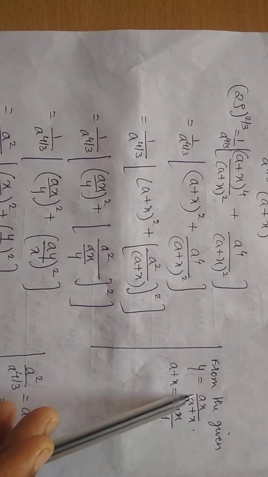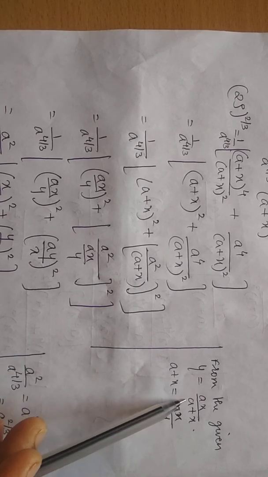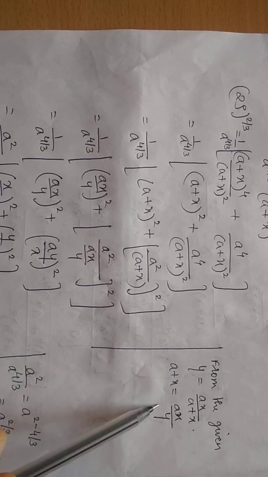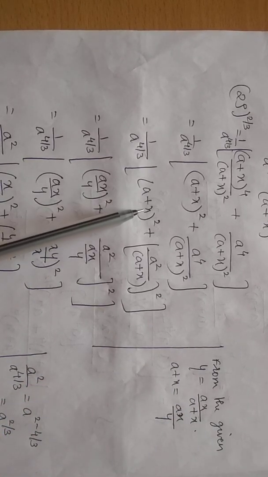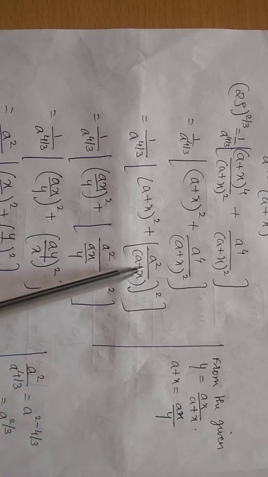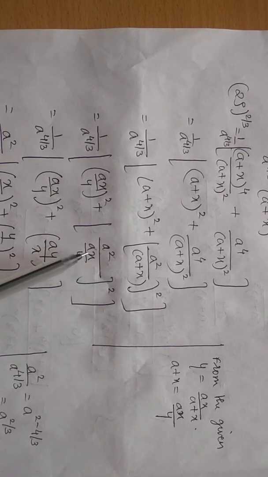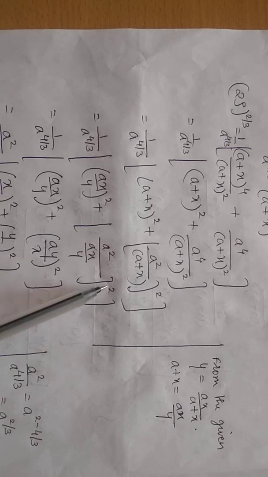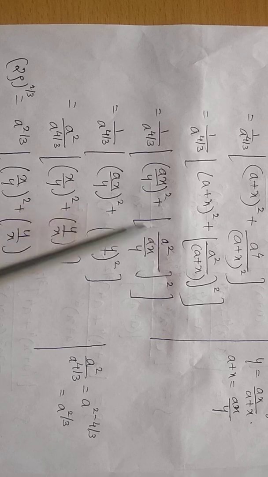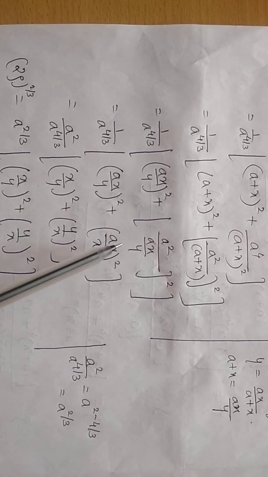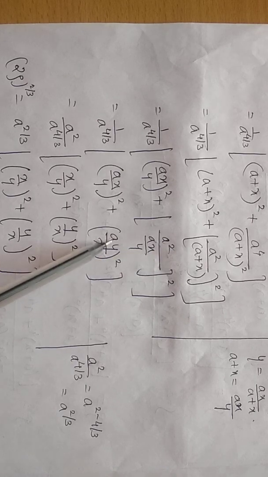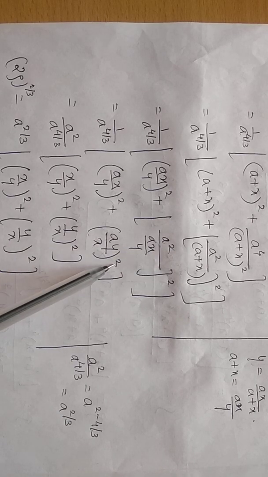Now from the given, we have y equals ax upon a plus x. From this, what is a plus x? It is ax by y. So you have a plus x. What are you going to substitute? Ax by y. Here also a plus x is there, so ax by y, the whole square. Now ax by y the whole square, you keep it as it is. One of the a will get cancelled. So a. The numerator's denominator will come in the numerator, so ay upon x the whole square.